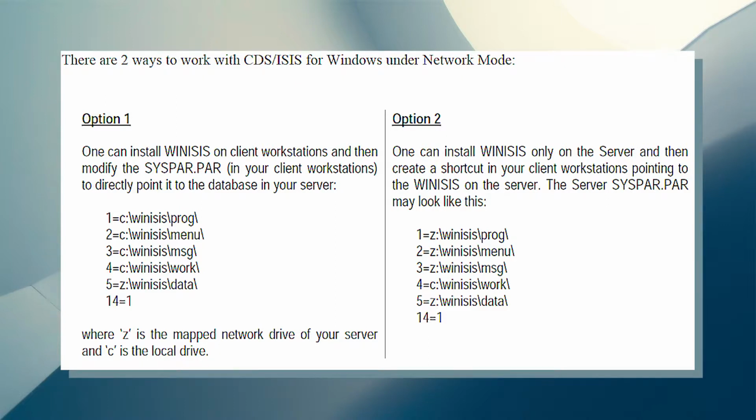Again, I already told you that suppose your CDS/ISIS for Windows server is installed in C drive, you can map that C drive into your local machine as Z drive, and Z should be replacing all C:* in the syspart.py file. So, there you can create a desktop icon link. The moment you click that desktop icon, it will read your local syspart.py file and it will actually open the network version of the CDS/ISIS for Windows.